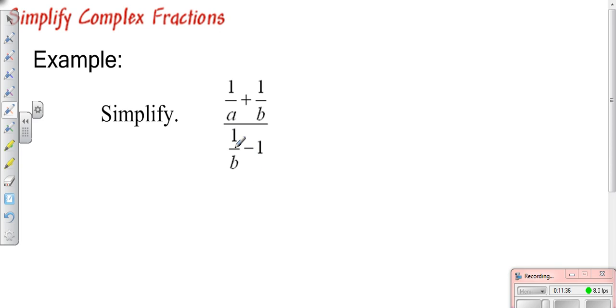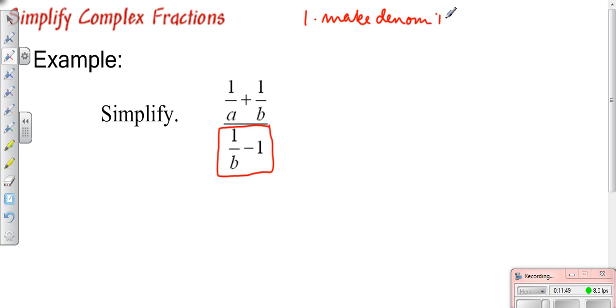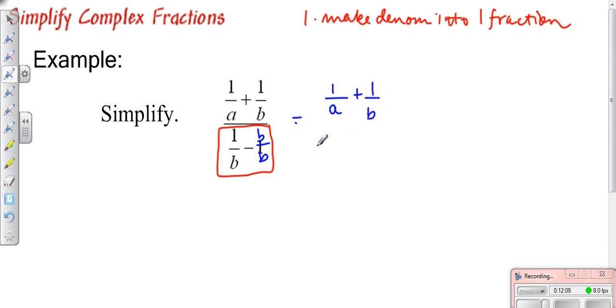Now when we get fractions in fractions, we want to treat them separately. So first, I'm going to make this into a single term. So make the denominator into one fraction. And we need to do that by making a common denominator. So 1 over 1 can be easily transformed into b over b. So my numerator is 1 over a plus 1 over b all over 1 minus b over b.